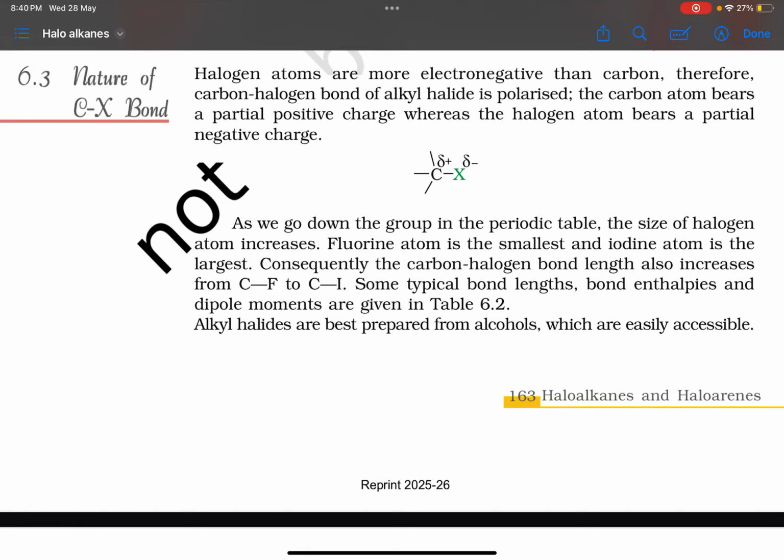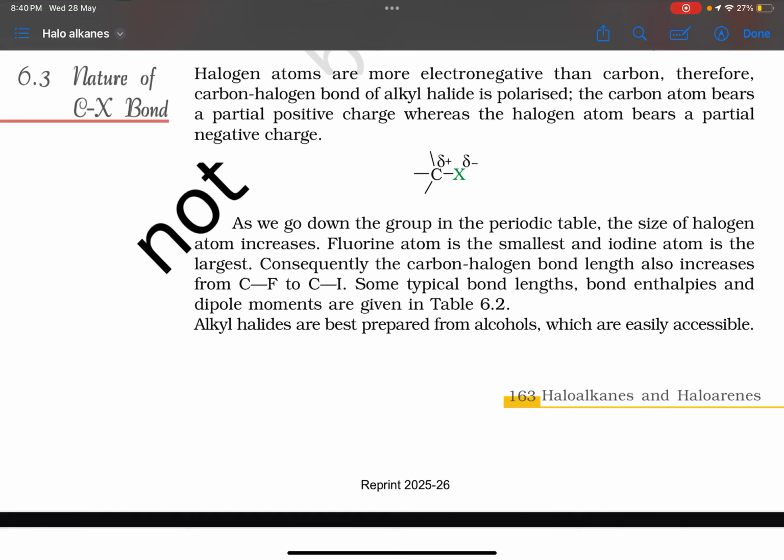NCERT, we are discussing haloarenes and haloalkanes. Lecture 2, Nature of C-X bond. Halogen atoms are more electronegative than carbon. Therefore, the carbon-halogen bond of alkyl halide is polarized. The carbon atom bears a partial positive charge, whereas the halogen atom bears a partial negative charge.